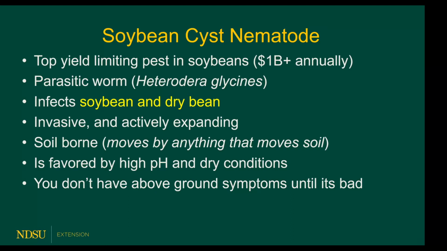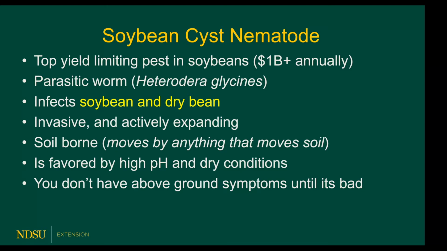Just for your background, it is the top yield limiting pest in soybeans. So most of the estimates are between $1 billion and $1.5 billion lost every year in the US. And North Dakota is a part of that, and it's expanding. It's a parasitic worm that infects soybean and dry bean. Soybean is the primary host, but it'll also do some damage on dry beans. It is invasive and it's still actively expanding, and it's soil-borne.